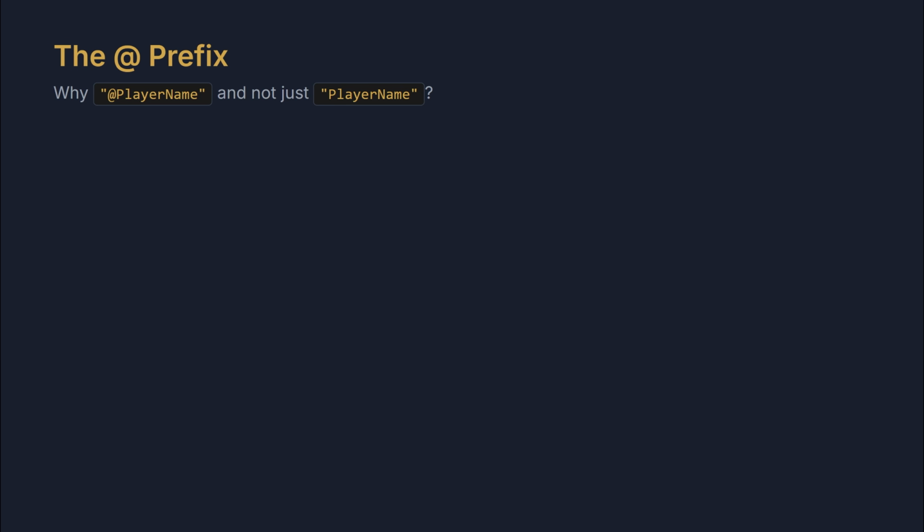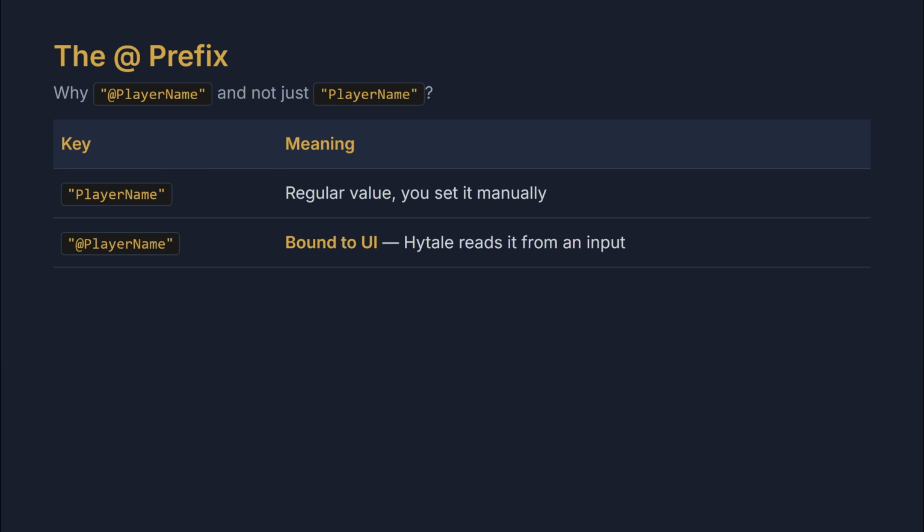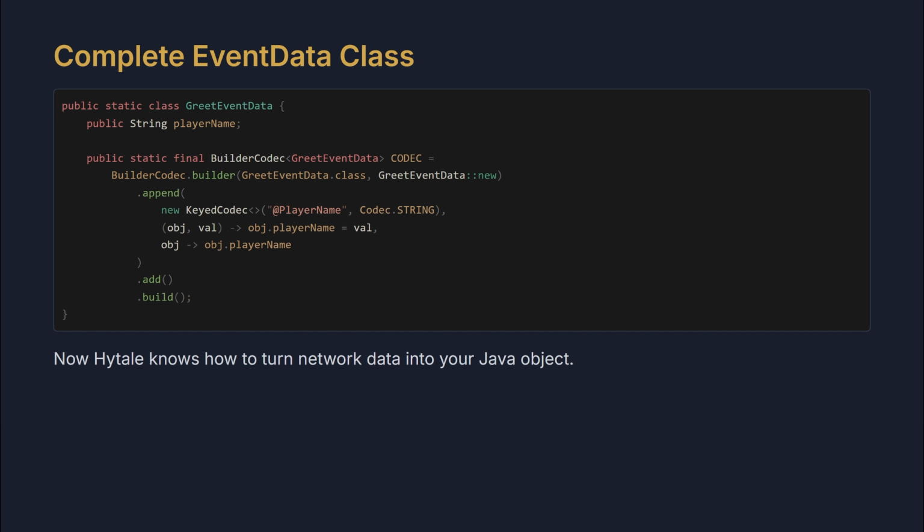So why the add prefix, you might ask? Why add player name and not just player name? When we have just a regular player name as a key, it's just a regular value which we set manually. But if we use add player name, we bind it to the UI, and Hytale reads it from an input. So the add basically says, hey, get this value from the UI element I specify later.